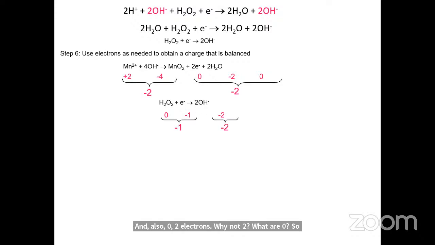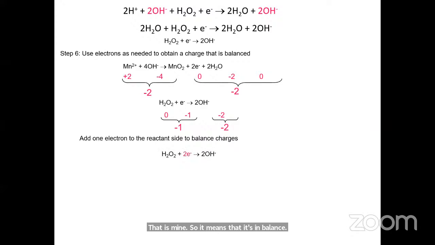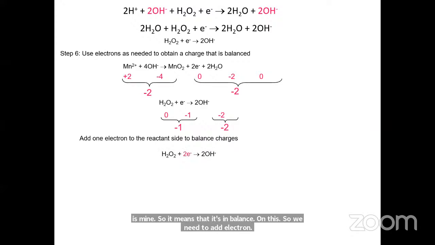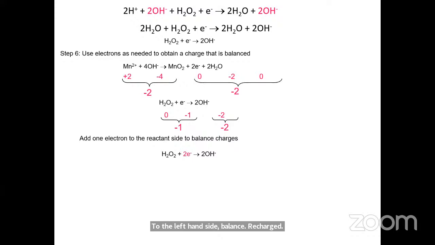But when we look at the hydrogen peroxide plus electron going to 2 hydroxide ion, hydrogen peroxide is 0, electron is -1. That is -1 on the left hand side. And then on the right hand side, we have 2OH-, 2 times -1, that is -2. So it means there is imbalance on this. So we need to add electron to the left hand side to balance the charge. So adding another electron makes this become 2 electrons, okay?